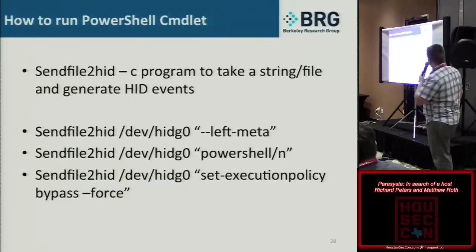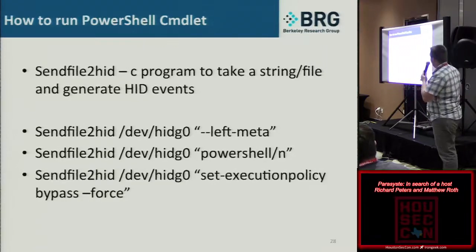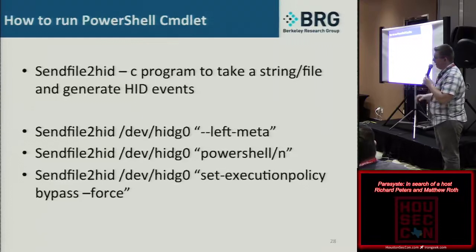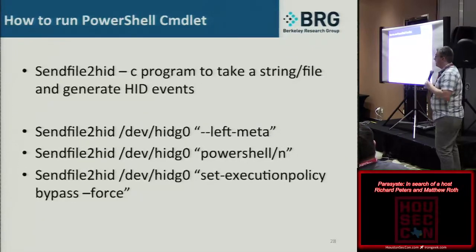So what we have to do is just these 3 lines to change the execution policy. Left meta, that's just shorthand for the left Windows key. So that'll get that start menu open for us. PowerShell, and then carriage return, or a new line, will open up PowerShell for us. And lastly, we just use this little command, like I mentioned on the previous slide, to change the execution policy, which will allow, yes?